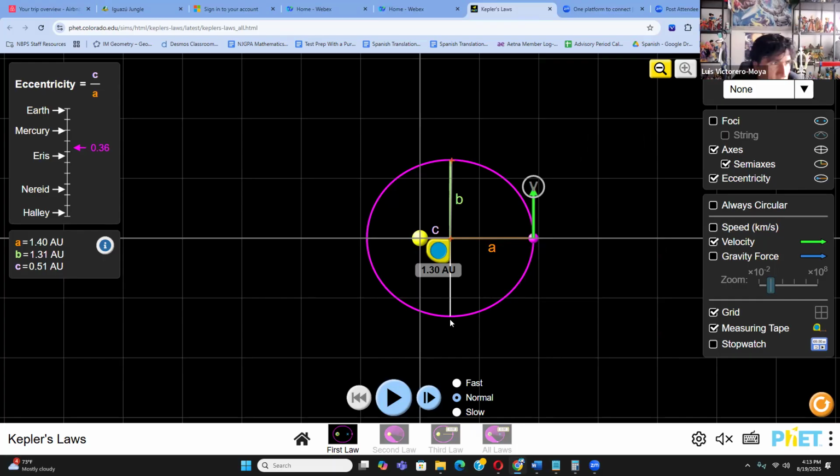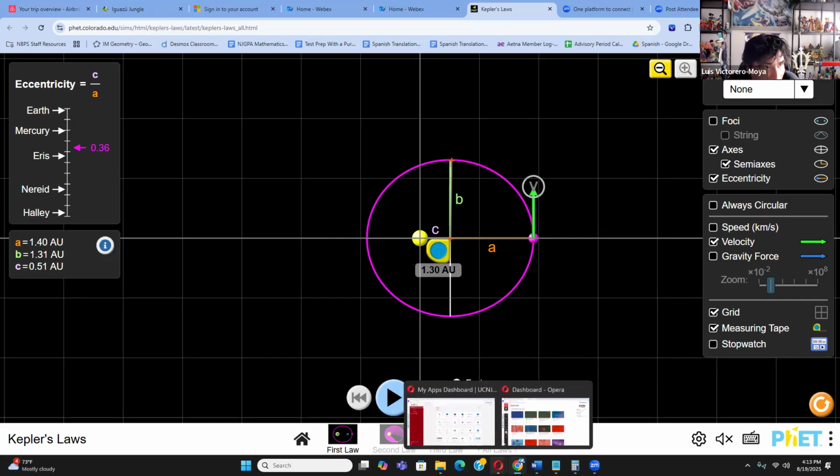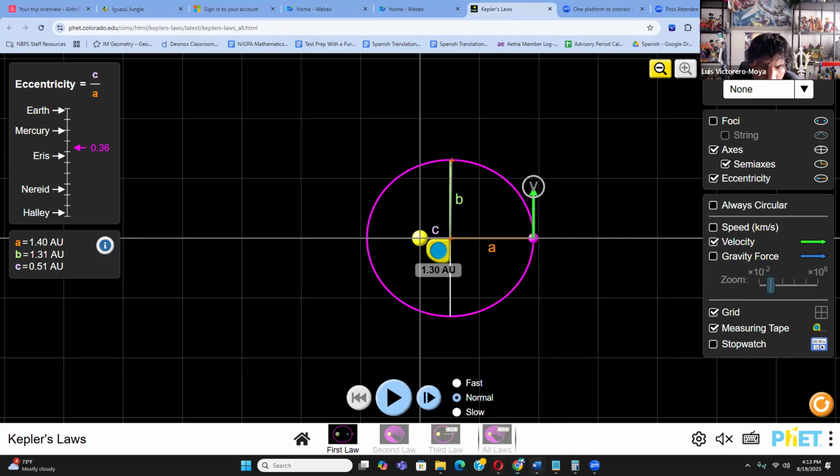The Earth is almost circular. The eccentricity of the Earth is almost zero. There's still a difference between what we know as the aphelion and perihelion, but not enough to be considered highly elliptical, all right? Which, by the way, explains why it was so hard for physicists and astronomers hundreds of years ago to realize that planets orbit in elliptical fashion.